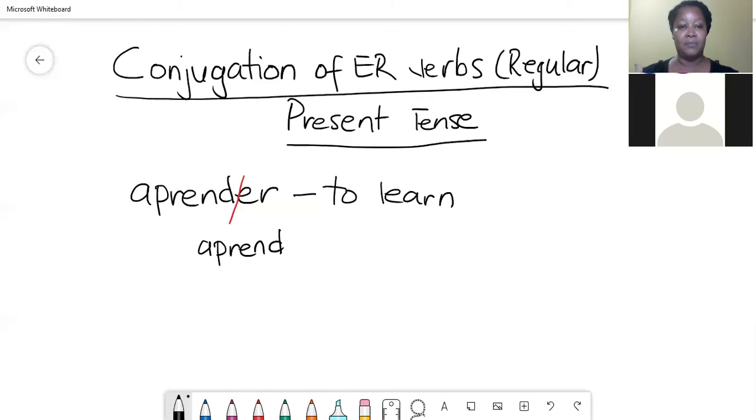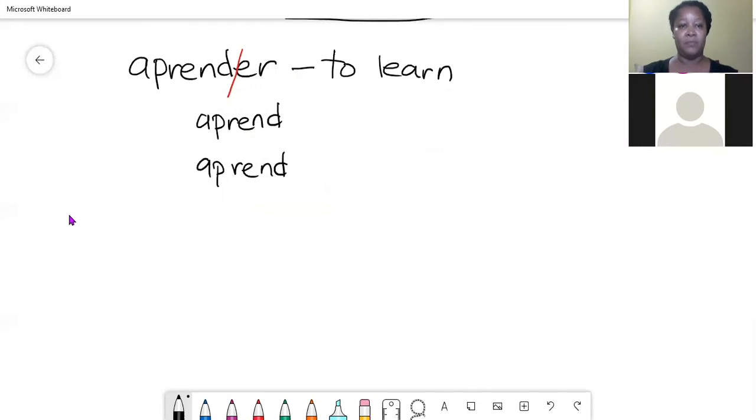Aprend, aprend. Let's get some space to work with. Aprend, it's one word, although it looks a little bit spaced out. Let's get it closer. Aprend, aprend.